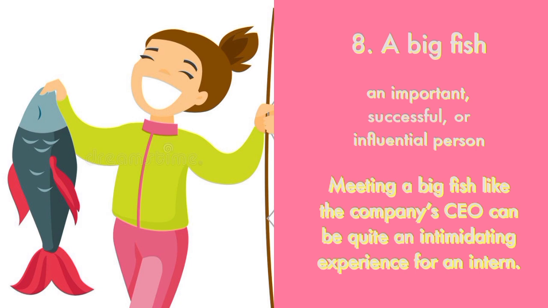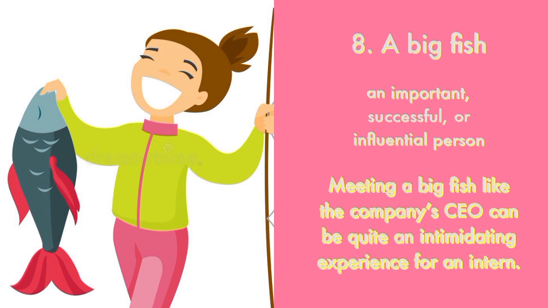A big fish means an important, successful, or influential person. So isn't that exactly the same as a big cheese? Yeah, you can say that, but a little difference. Big cheese means important or powerful. Here it means an important or successful or influential person. Yeah.